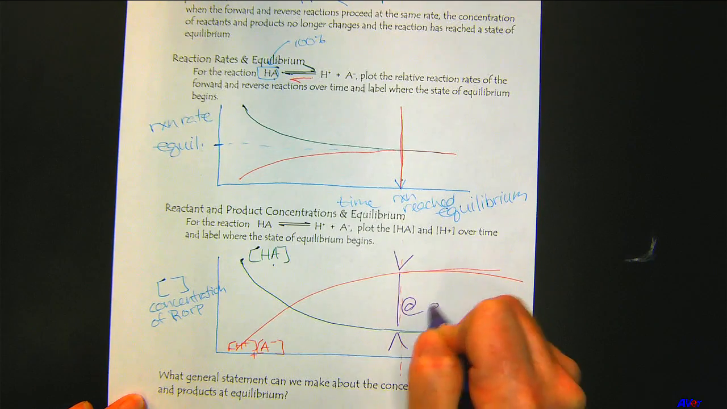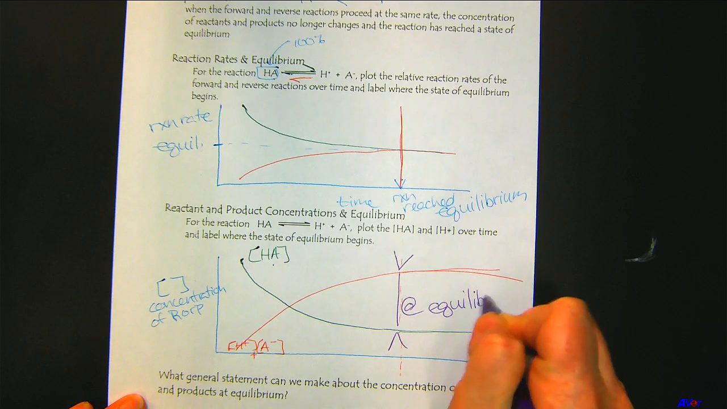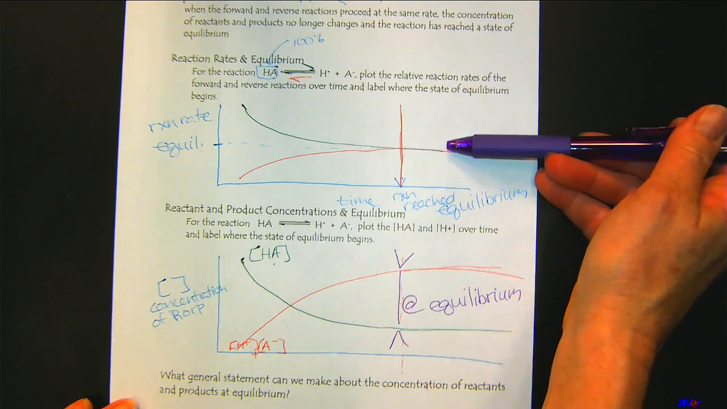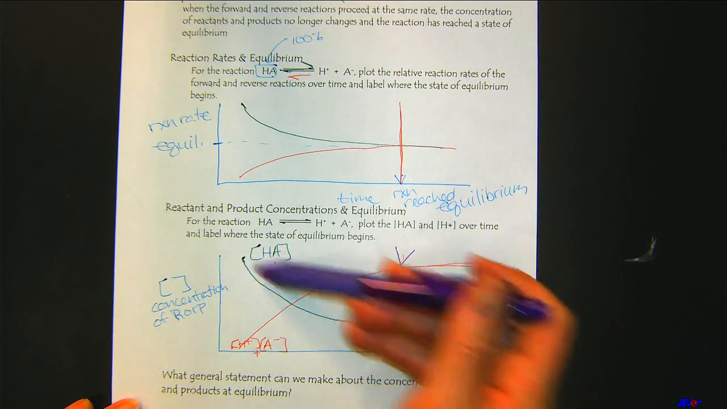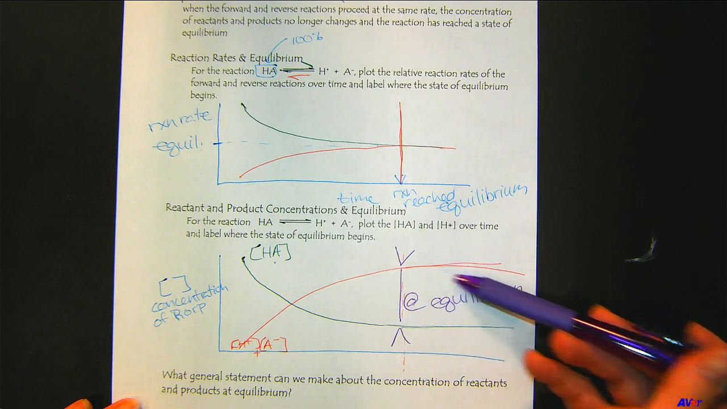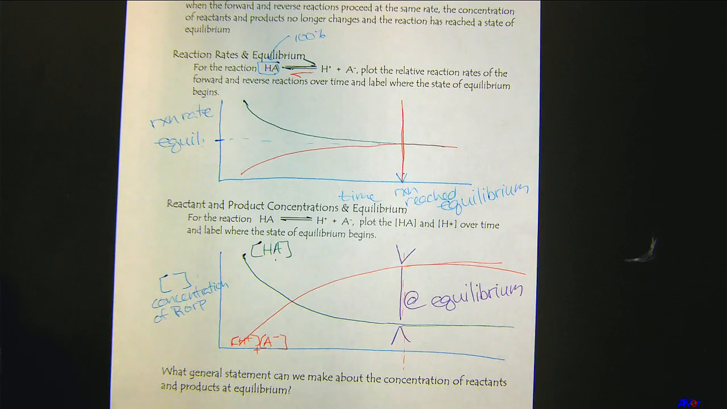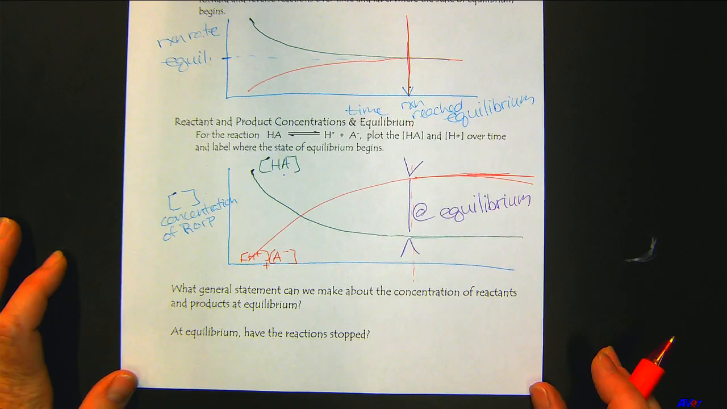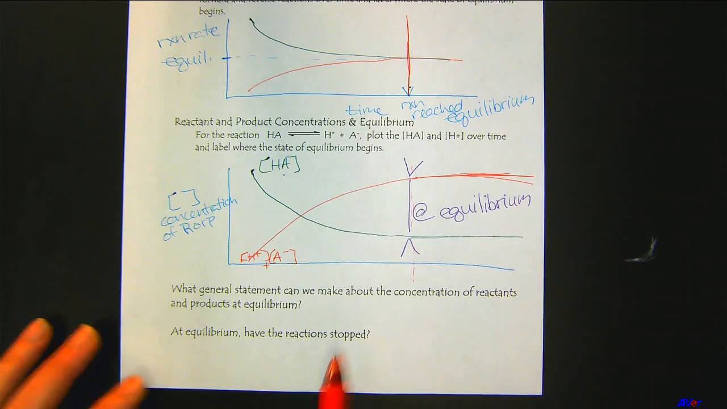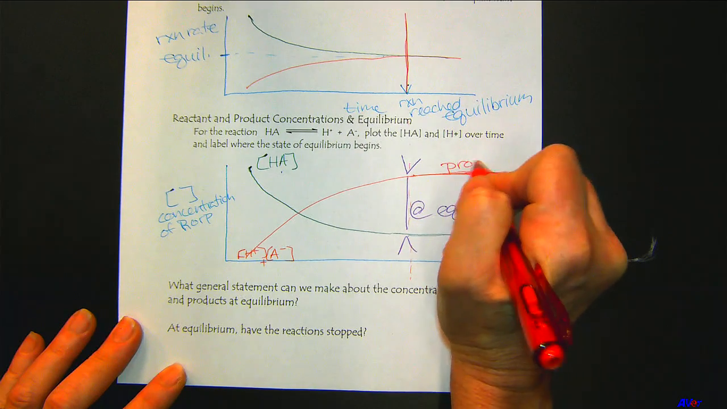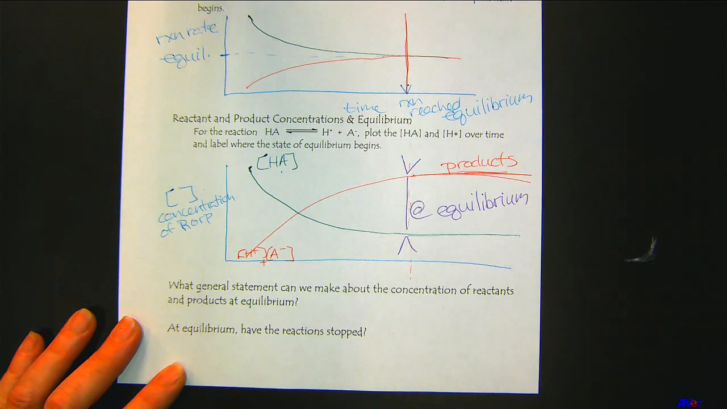At equilibrium, the rates of the forward and reverse reactions are the same, and the concentration of reactants remains constant, and the concentration of the products is no longer changing. So this red line here should be nice and flat. So we have to understand equilibrium. This was the products, and this was our reactants.